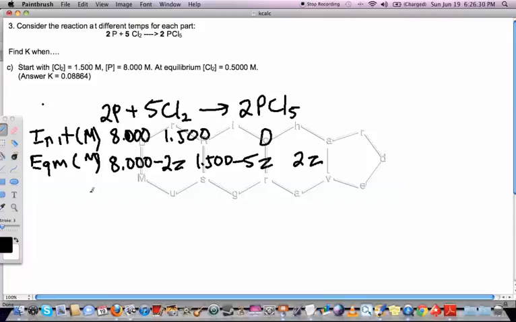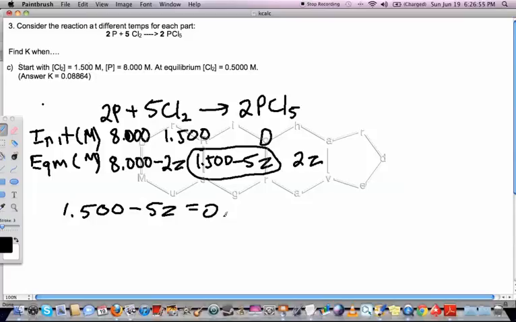Alright, so we've got this information. The other piece of information we have is that at equilibrium, the concentration of Cl2 is 0.5000 molar. Alright, so we know then that this business here, 1.50 minus 5z, must also equal 0.5000. So then when we figure out z, it'll be minus 5z equals negative 1.000. Now the number of significant figures here will be based on the decimal places.